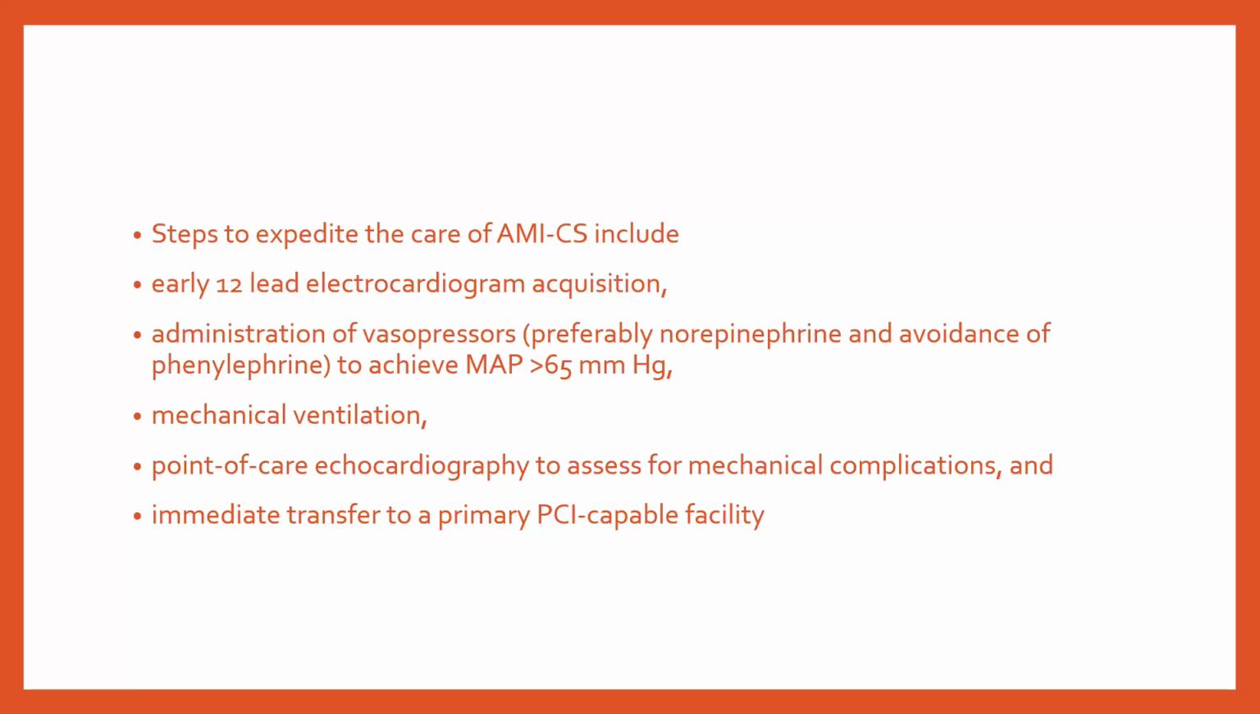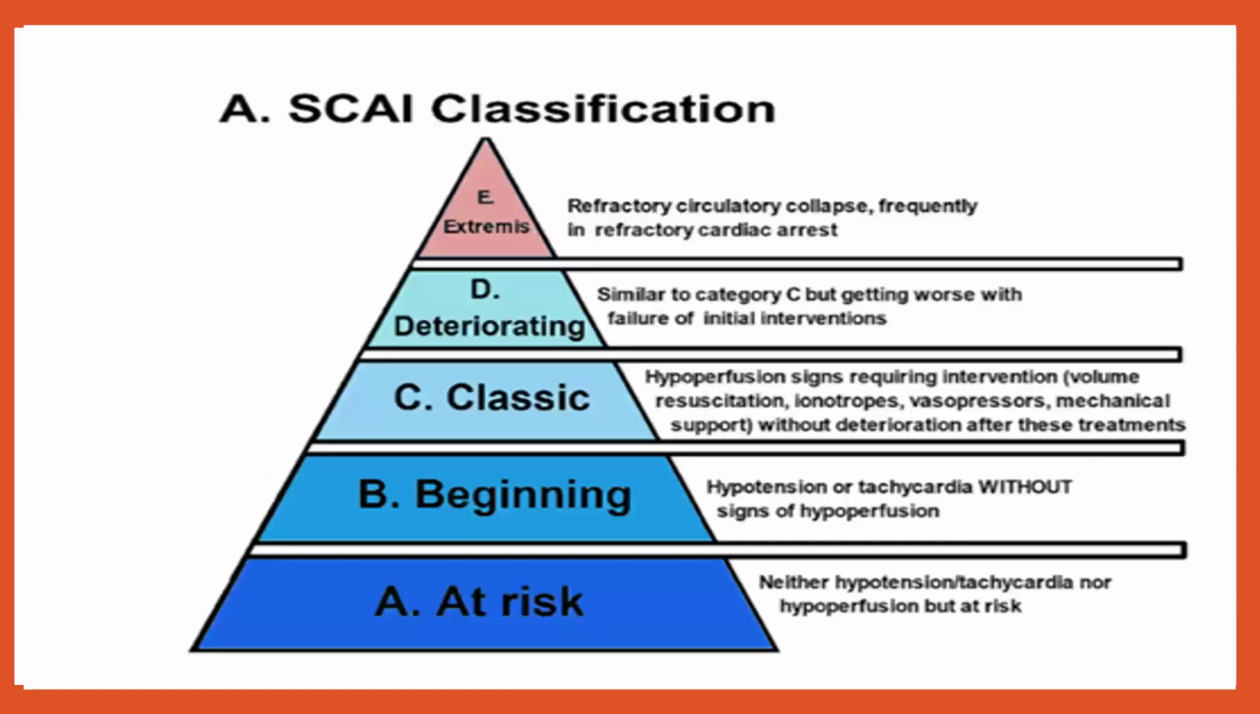In the emergency department, the following steps need to be taken care of. We should immediately obtain an early 12-lead ECG. Then, if the patient is hypotensive, consider the administration of a vasopressor to achieve a minimal mean arterial pressure of more than 65 mmHg. If the patient is in respiratory distress, consider mechanical ventilation. Then, point-of-care echocardiography to look for the etiology and for mechanical complications. And then we need to immediately transfer the patient to a primary PCI capable facility.